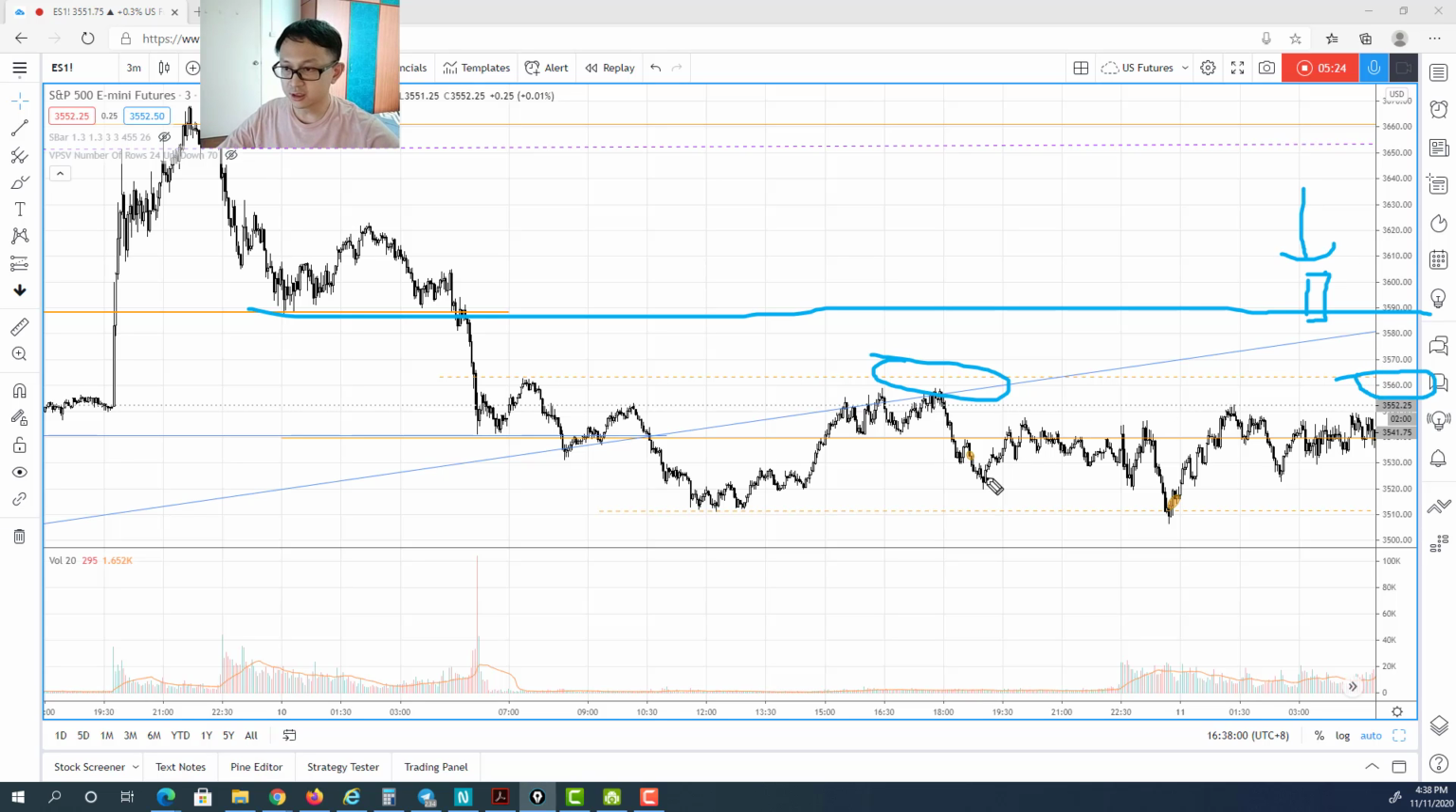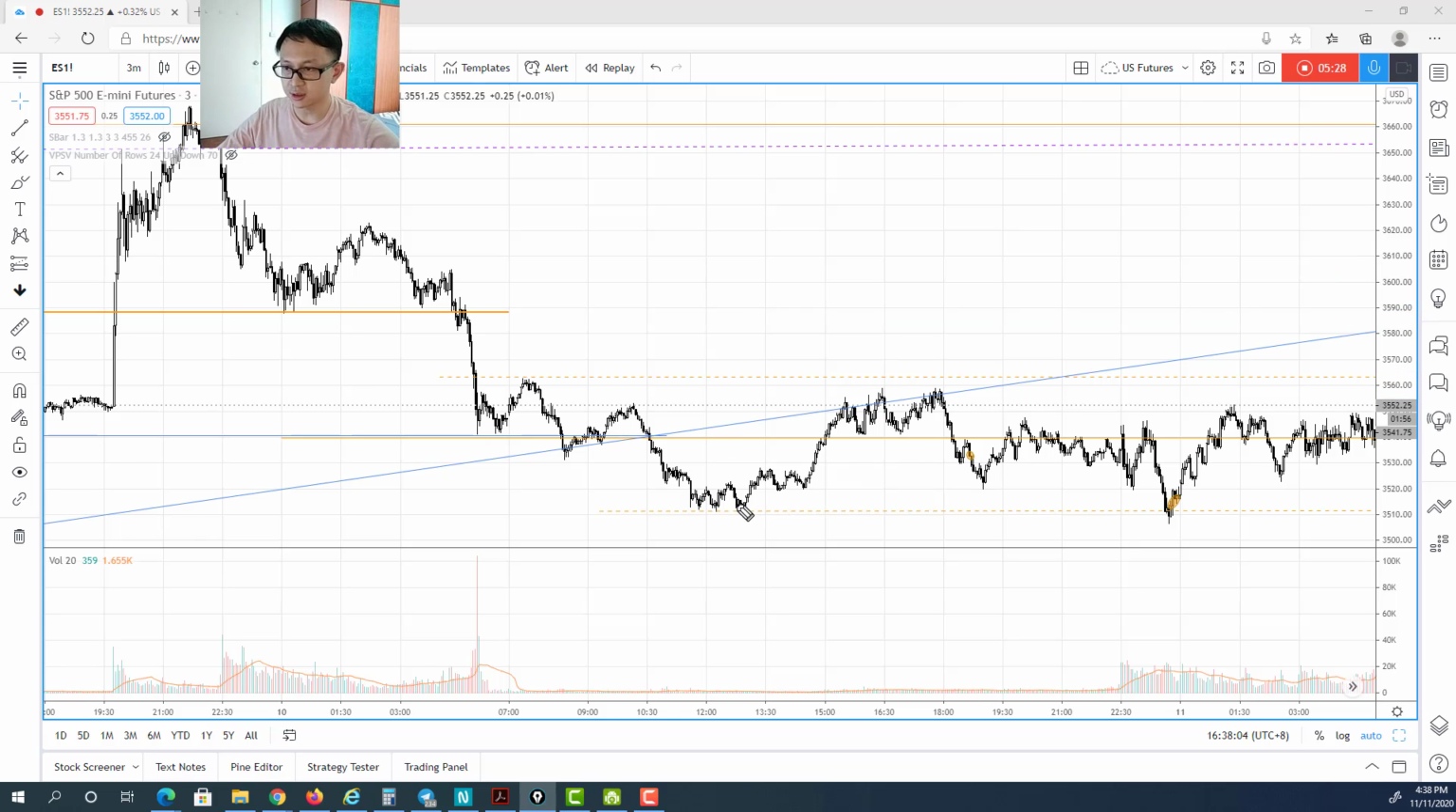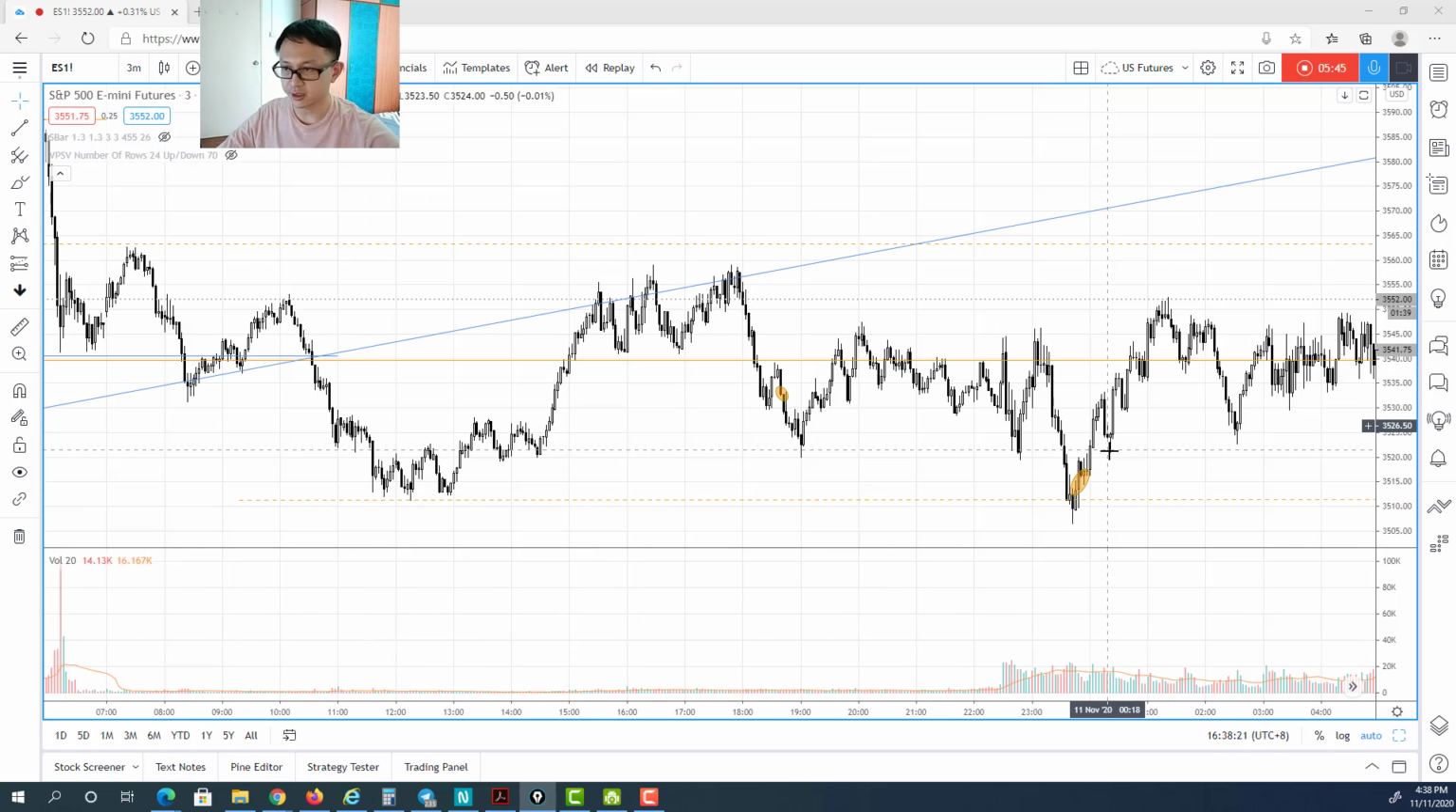But nevertheless, the price actually just consolidated within this tight range, so there's some potential trade happening during the London session and also one during the US session. That's the false breakout. So let me just focus on the false breakout here.